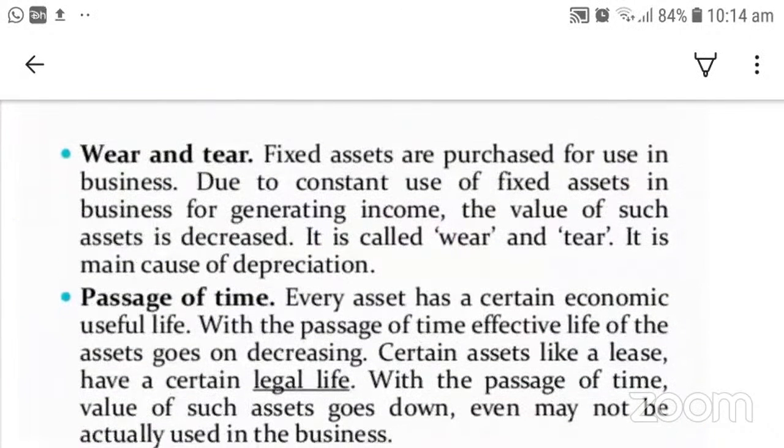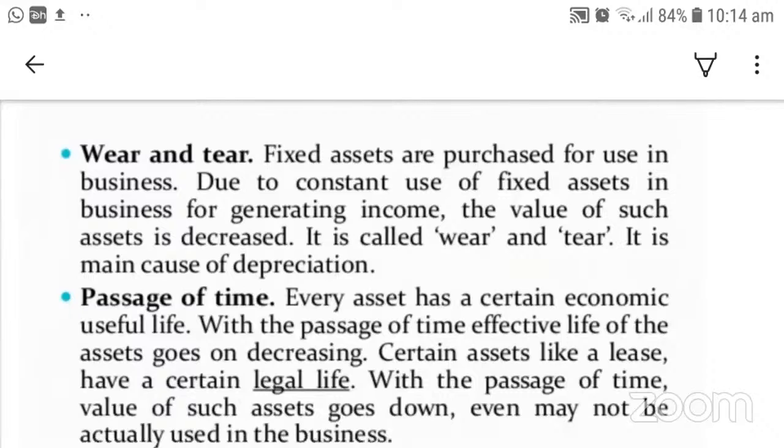The main causes of depreciation. We charge depreciation every year. What are the reasons for depreciation? We will see. Okay, wear and tear. Fixed assets are purchased for use in business. Due to constant use of fixed assets in business for generating income, the value of such asset is decreased. It is called wear and tear. This is the main cause of depreciation.